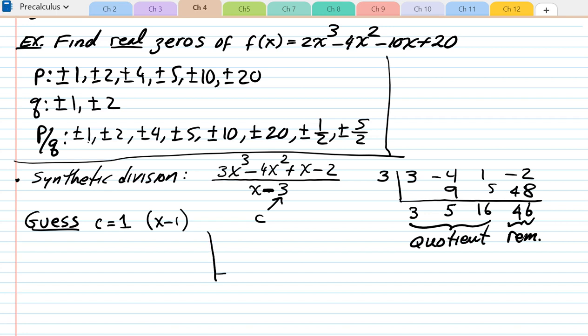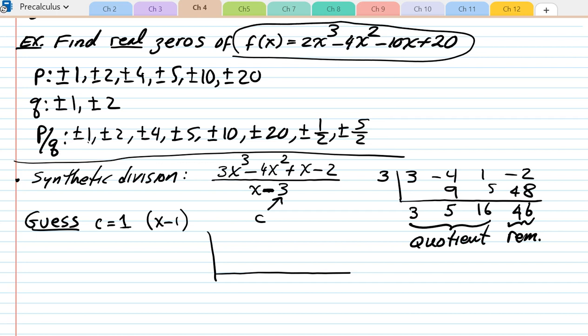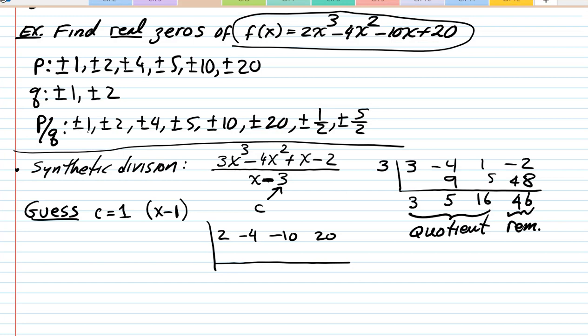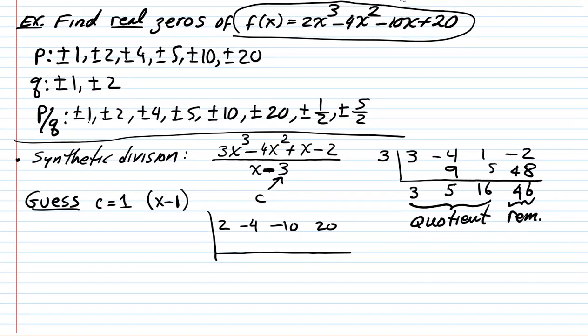Let's do synthetic division. Now we're working with the actual function here in this example. I'm going to write the coefficients. Coefficients are 2, -4, -10, and 20. And c here, c is 1, correct? So c is 1, and let's do our long division here.